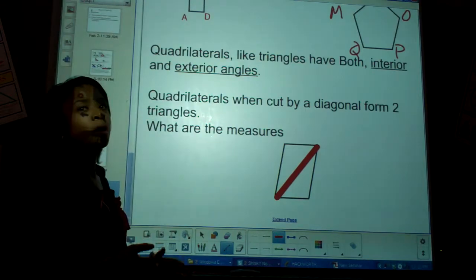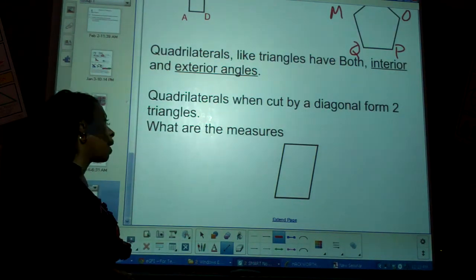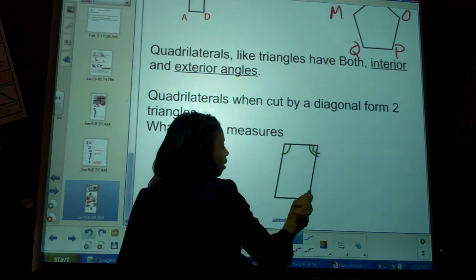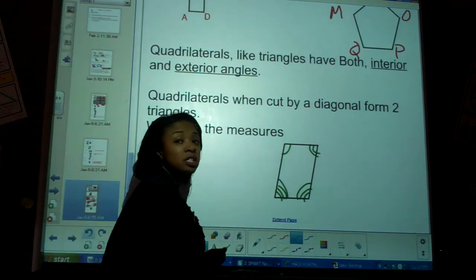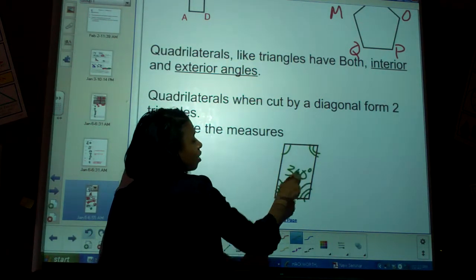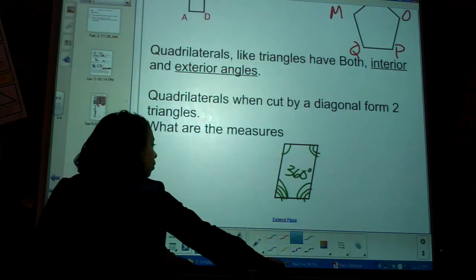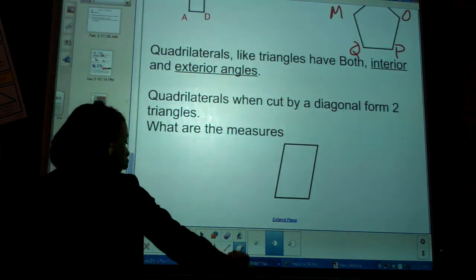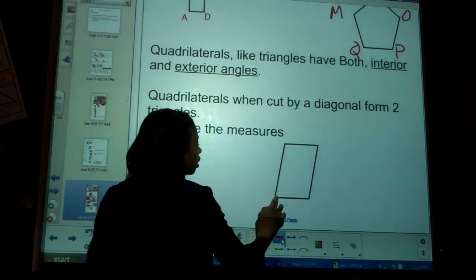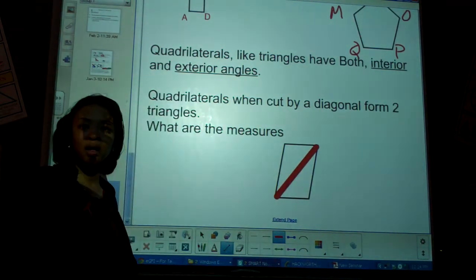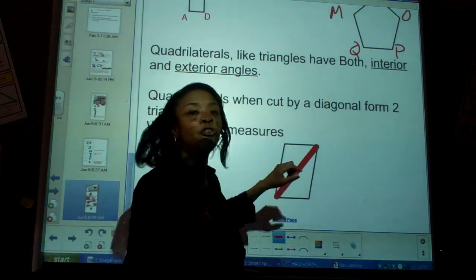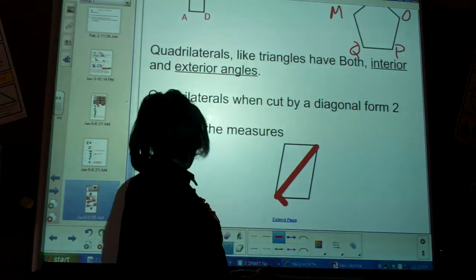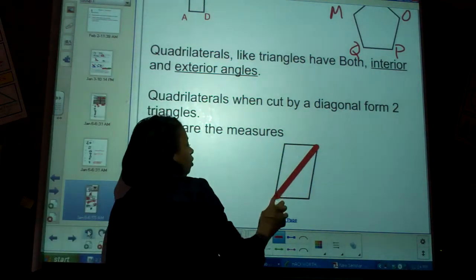Okay? Here's a question for you. What's the interior angle measures of a quadrilateral supposed to be equal to? And it's 360 degrees, right? Okay? Now, if the interior is 360 degrees, watch what happens. I'm going to go back to what happens when you cut a quadrilateral by a diagonal. If I cut it by a diagonal and I form two triangles, here's my first triangle. And here's my second triangle.